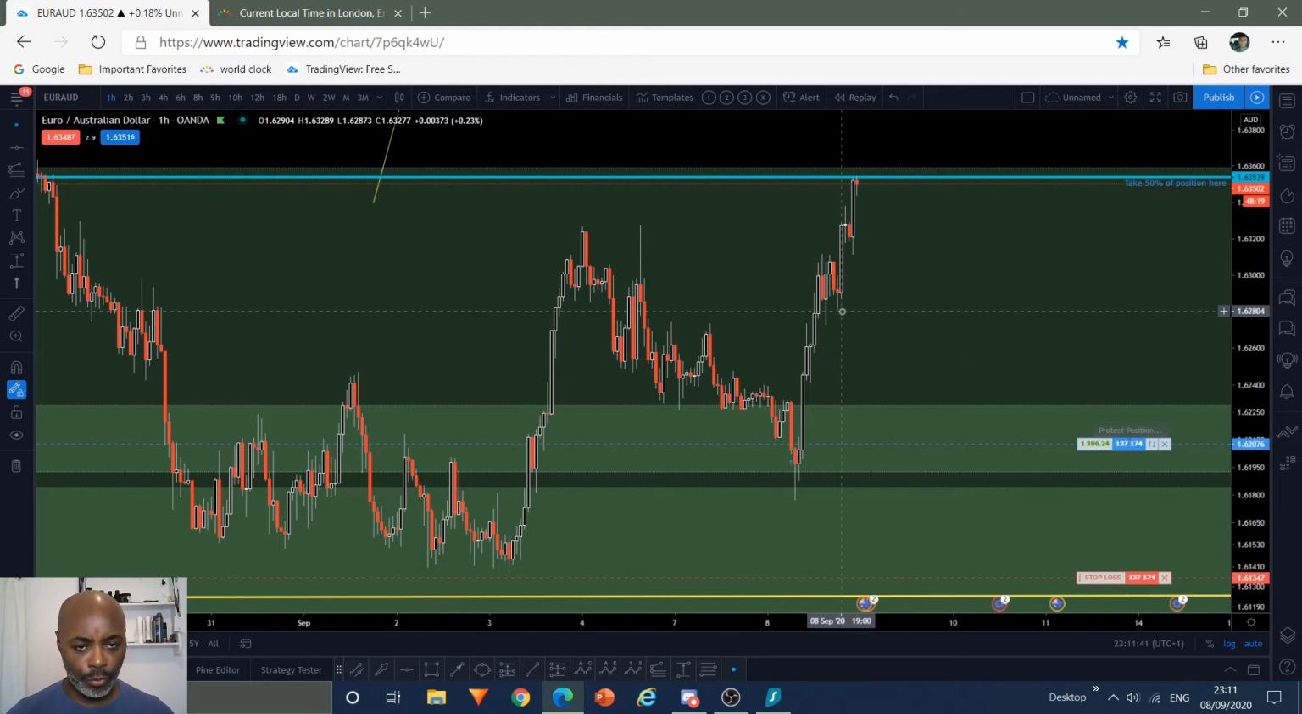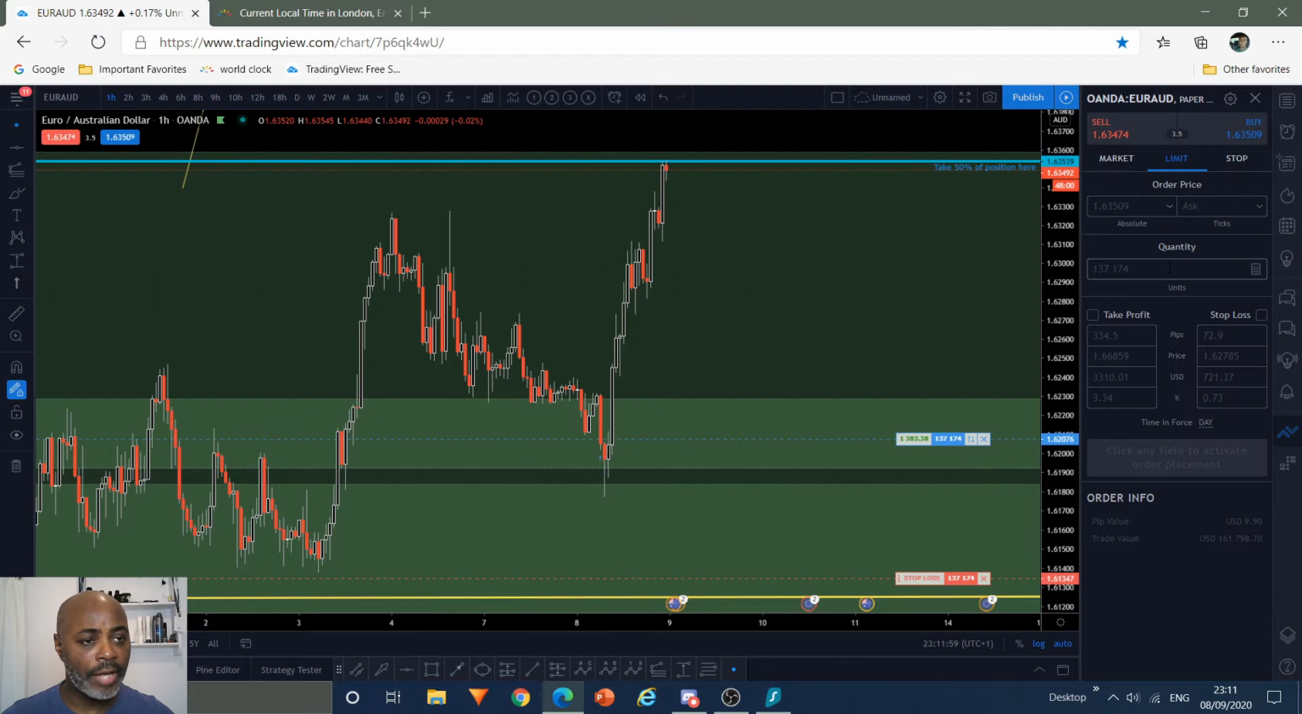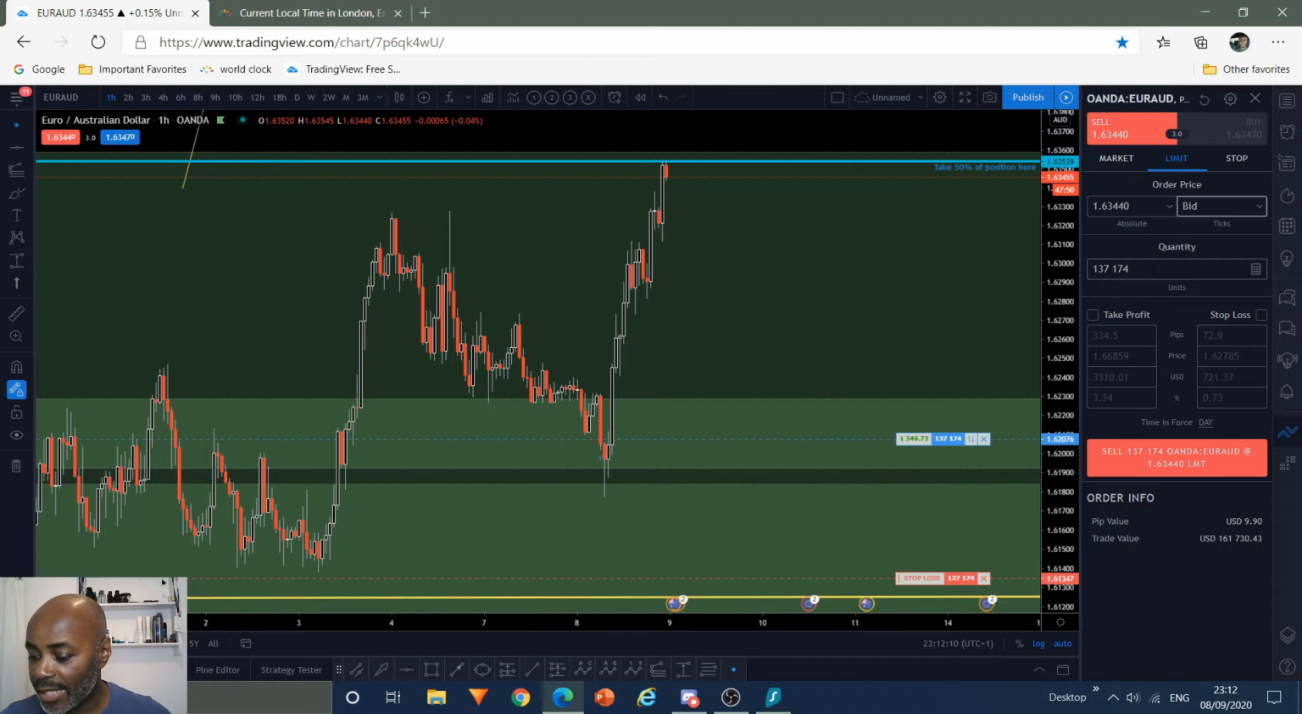So what I need to do is sell 68,587 to counteract the buy of this pair. So let me just do that right here and right now. Modify. Okay, so what I want to do is sell at limit, but I only want to take off half of this position, which I've already said is 68,587. So let me just put that in here. 68,587. Oopsie daisy.